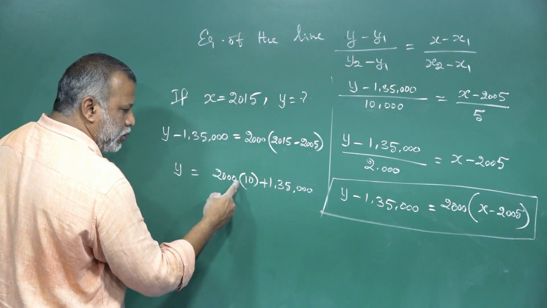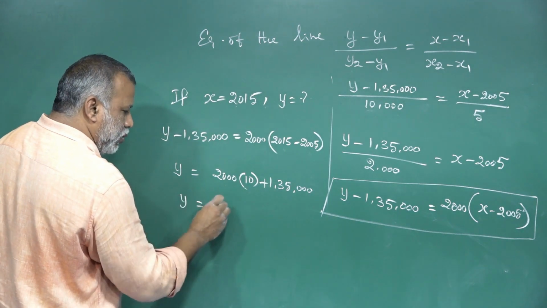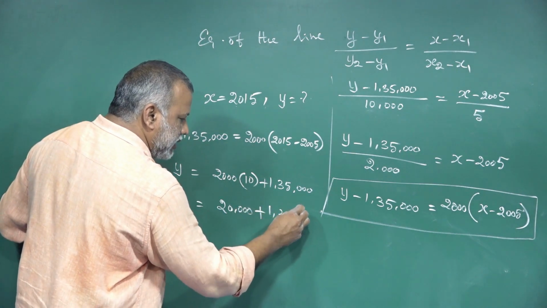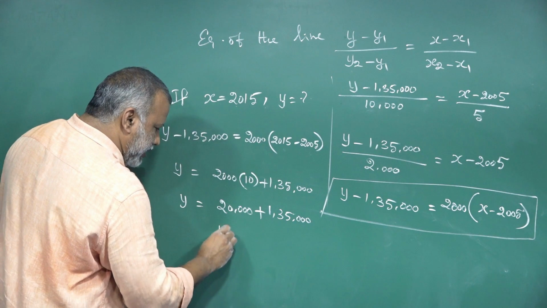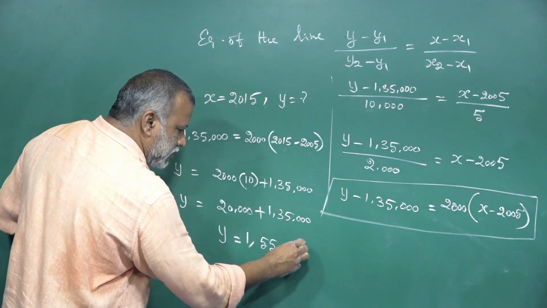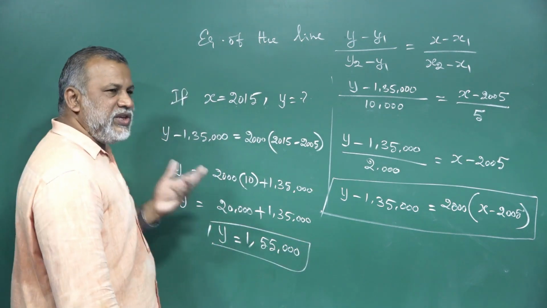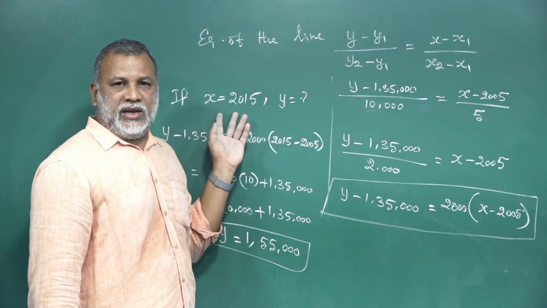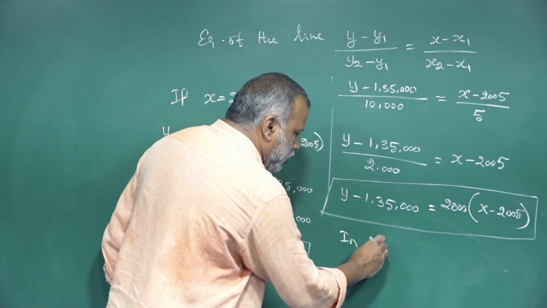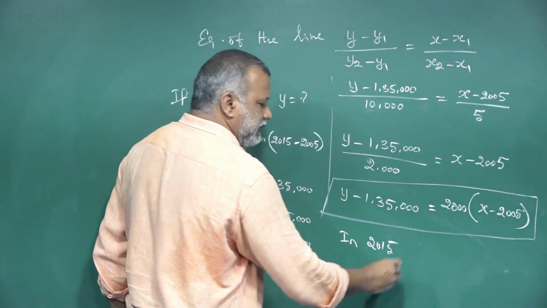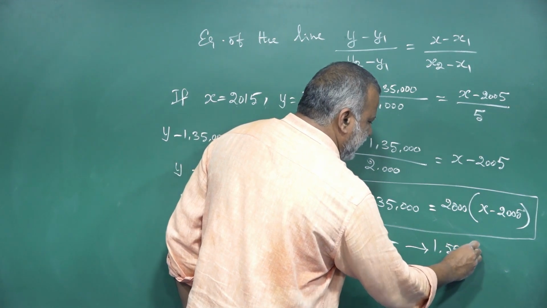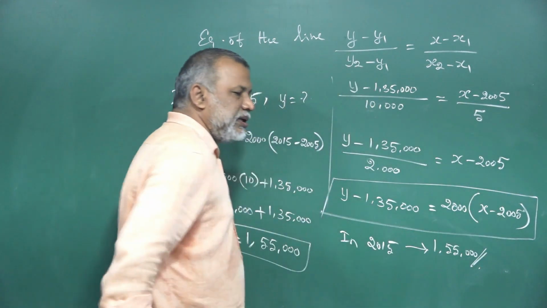So here we can get 20,000. If you multiply, we get y equal to 20,000 plus 1,35,000, so that we are getting the result 1,55,000. So in which year? In 2015. In the year of 2015, the number of population is 1,55,000. This is the required answer.